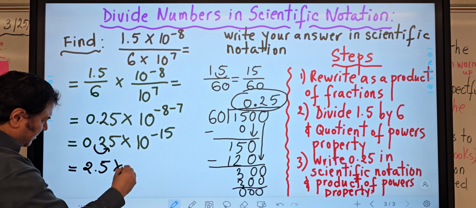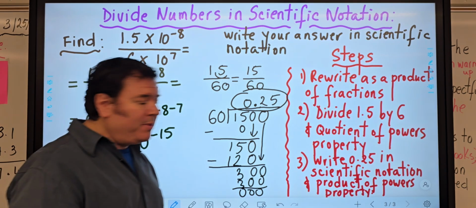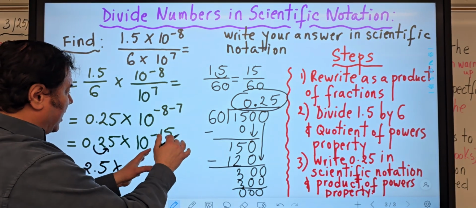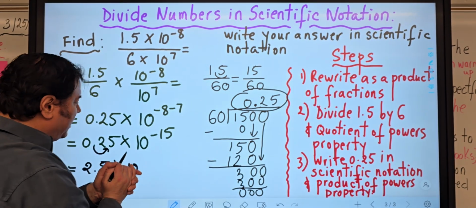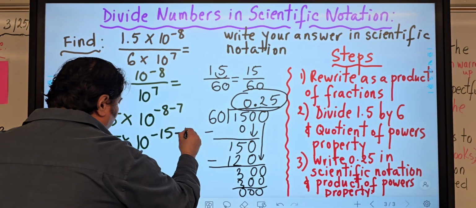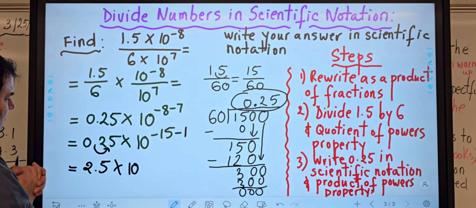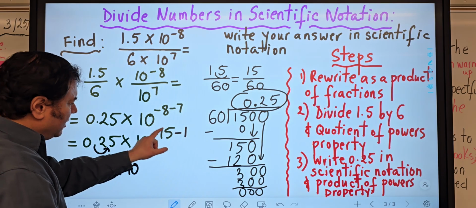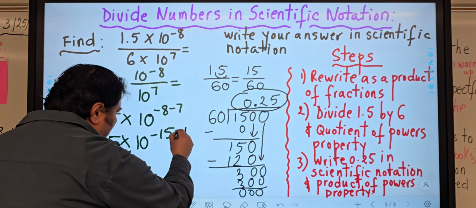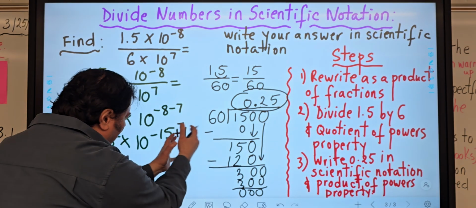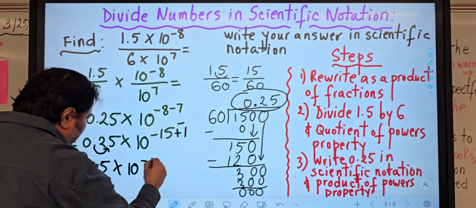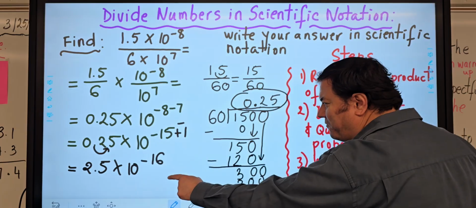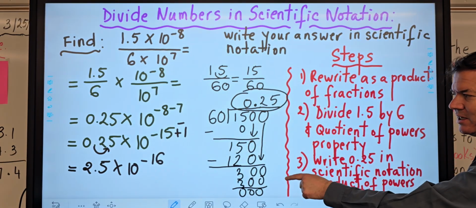So this becomes 2.5 times 10. And remember now, because we went to the right instead of going to the left, instead of adding one to the exponent, we are going to subtract 1 from negative 15, right? So the answer is 10 to the power of negative 15 plus negative 1, or subtract 1, becomes negative 16. So now we can say the answer is 2.5 times 10 to the negative 16.